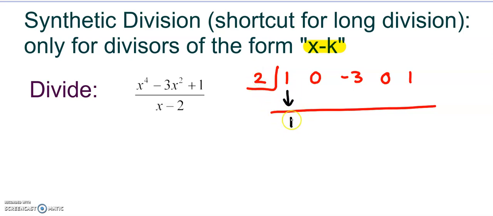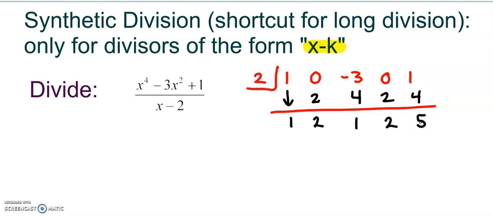1 times 2. We always multiply this diagonal way. 1 times 2 is 2, and we add vertically. Multiply 2 times 2 is 4. Add vertically. 1 times 2 is 2. Add vertically. 2 times 2 is 4, and we add vertically.